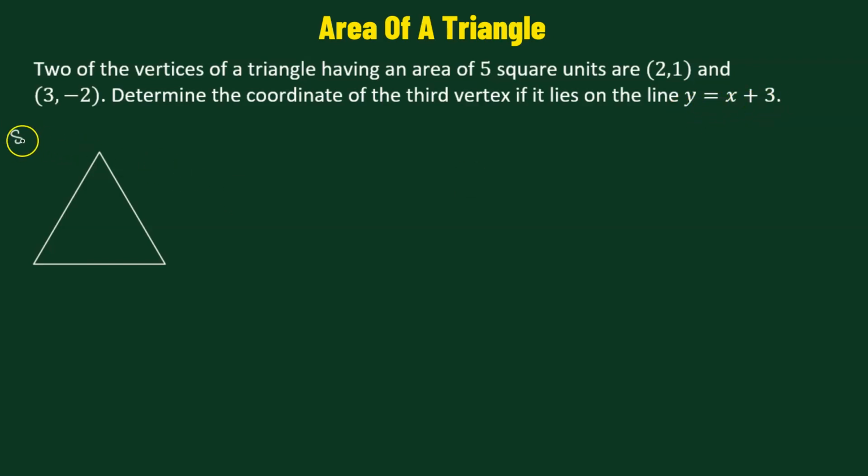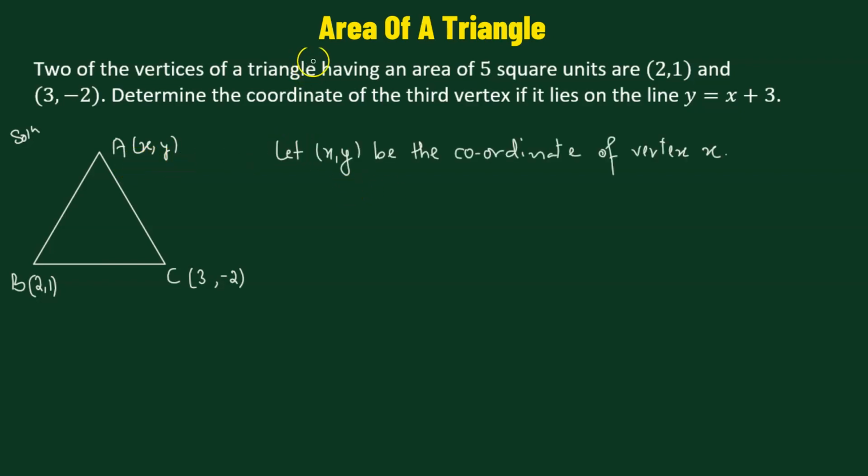So let us suppose we have a triangle. We're going to name it triangle A, B and C. The coordinates of B, let it be given by (2, 1), and the coordinates of C, let it be denoted by (3, -2). We have to find out the coordinates of the vertex A, so we're going to name it (x, y). So let (x, y) be the coordinate of vertex A.